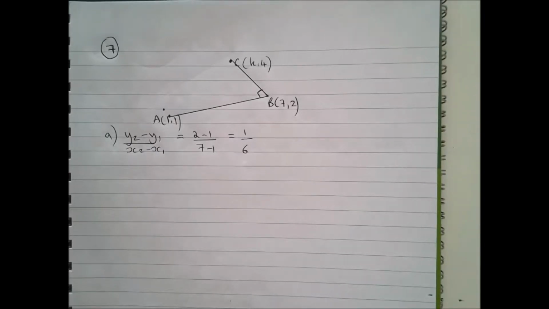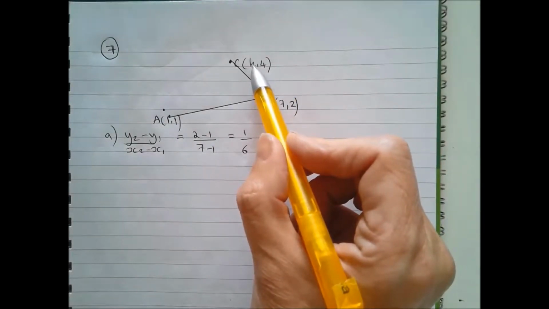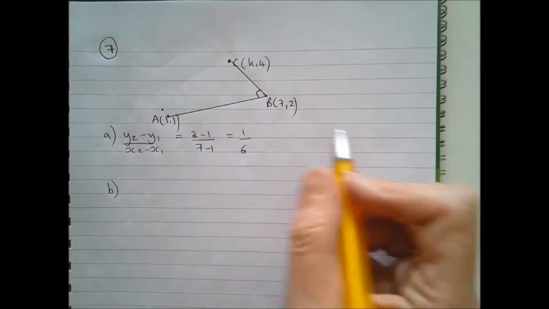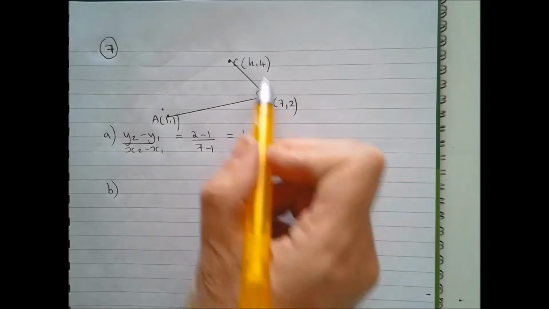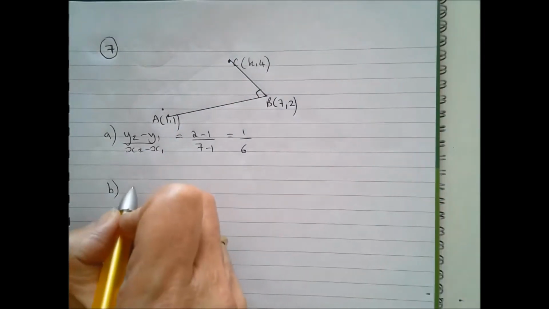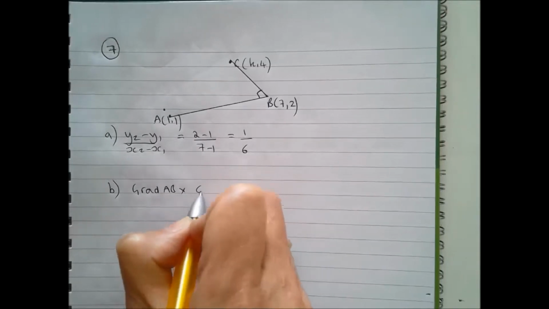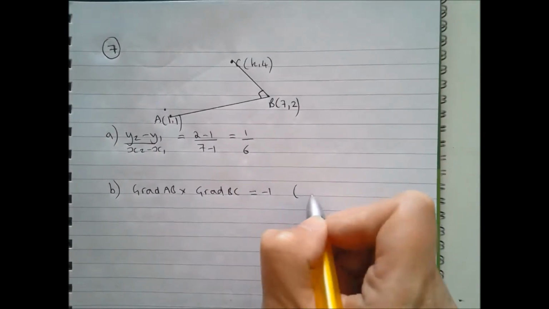Let's have a look now at part B. Calculate the value of k. So k is an unknown at the moment. K is the x-coordinate of point C, but I don't know what it is. But what do I know? I know that there's perpendicularity here, so I know that the gradient of AB multiplied by the gradient of BC is minus 1. So I'll put that together. Gradient AB multiplied by the gradient of BC is minus 1. Perpendicular lines.